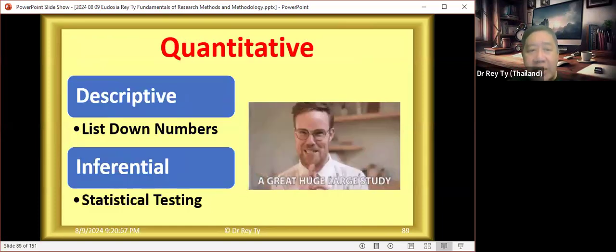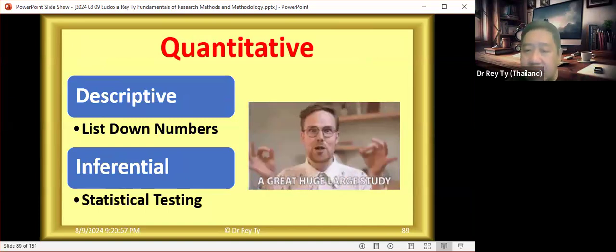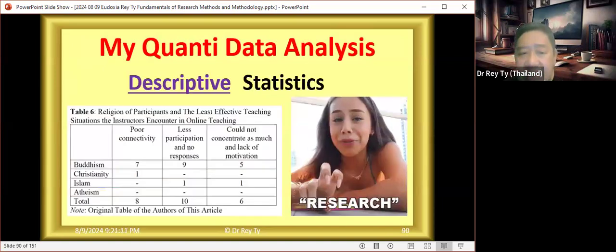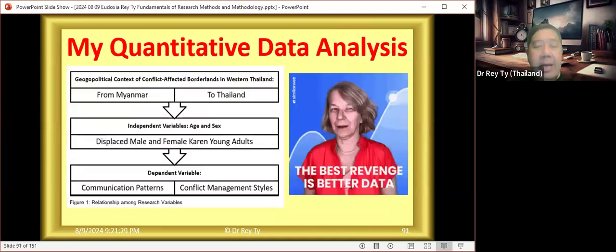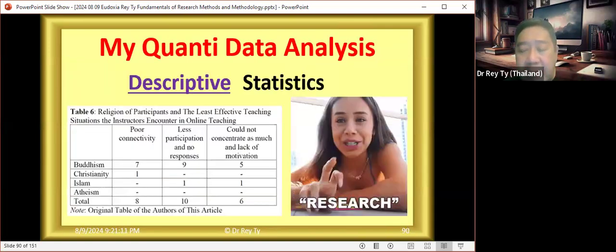Okay. For quantitative, the two types of data. Descriptive, you just write the number, and inferential, you do hypothesis testing through statistical tests. Okay, this is a sample of my paper. This is descriptive quantitative data analysis. How many Buddhists? How many Christians? How many Muslims? How many atheists? Students, faculty, and type of learning. Okay, and then this is quantitative data analysis. For the descriptive, it's just saying how many Buddhist, Christian, Muslim, atheists.